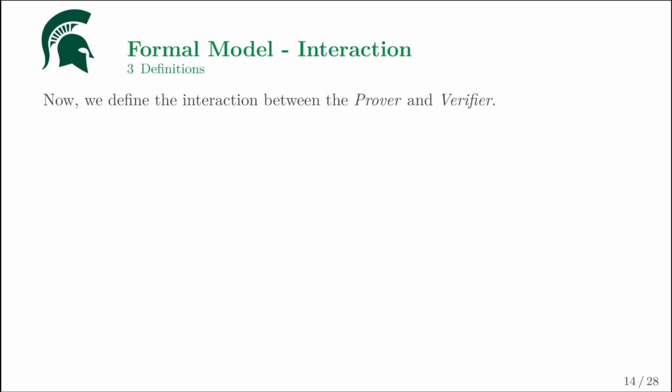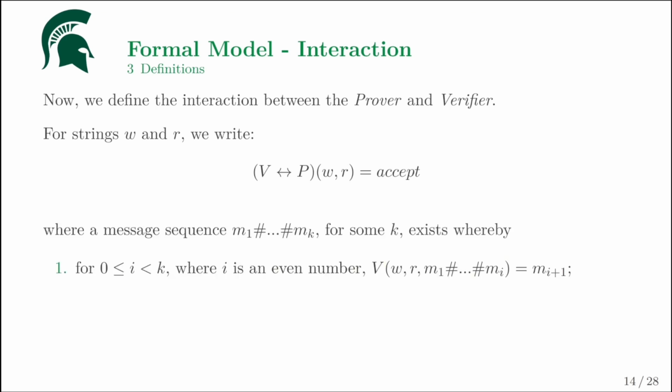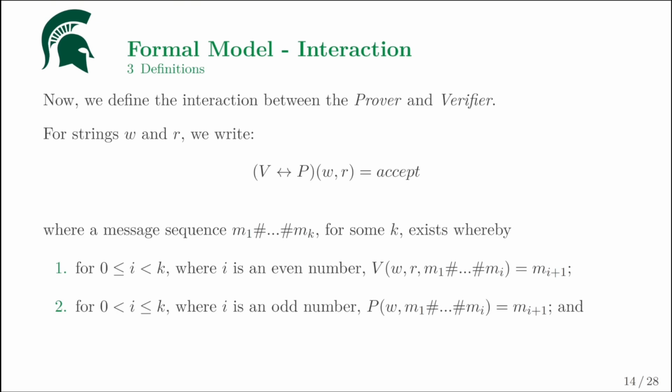Now that we have the definitions of the two parts, we need to define how they interact with each other. For two strings W and R, we write this to say that there exists some valid sequence of messages of length k. And for i less than k, where i is an even number, the next message is from the verifier to the prover. And for i less than or equal to k, where i is an odd number, the next message is from the prover to the verifier. This simply means that the message sequence will always be alternating between the verifier and the prover. And finally, the last message in the sequence, message k, is accept.